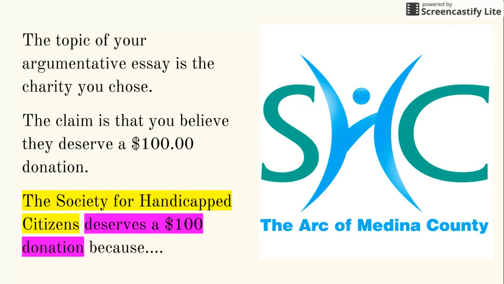The topic of your argumentative essay is the charity you chose. The claim is that you believe they deserve a $100 donation. Notice I have highlighted the topic in yellow and the claim in pink. Here's an example. The Society for Handicapped Citizens, that's my topic. It's a charity here in Medina. Deserves a $100 donation. That's my claim that I am going to prove, to argue that it is true.